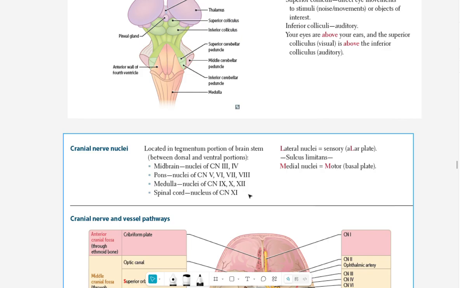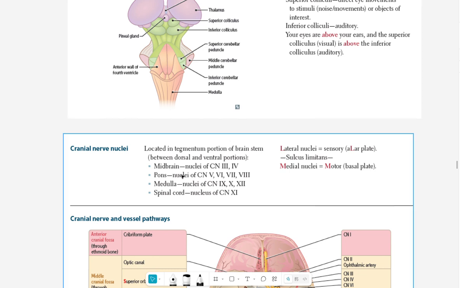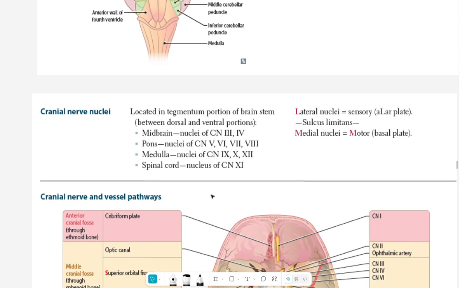In anatomy class, we technically make the students learn the brain sections at different levels. That kind of helps you. So at the pons level, you have the nuclei of cranial nerves 5, 6, 7, and 8. At the medulla level, you have the nuclei of cranial nerves 9, 10, and 12. And in the spinal cord, you have the nucleus of cranial nerve 11, right?